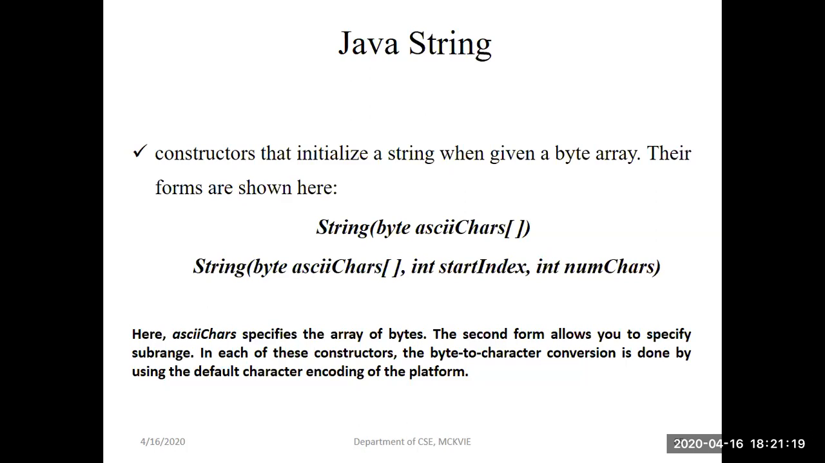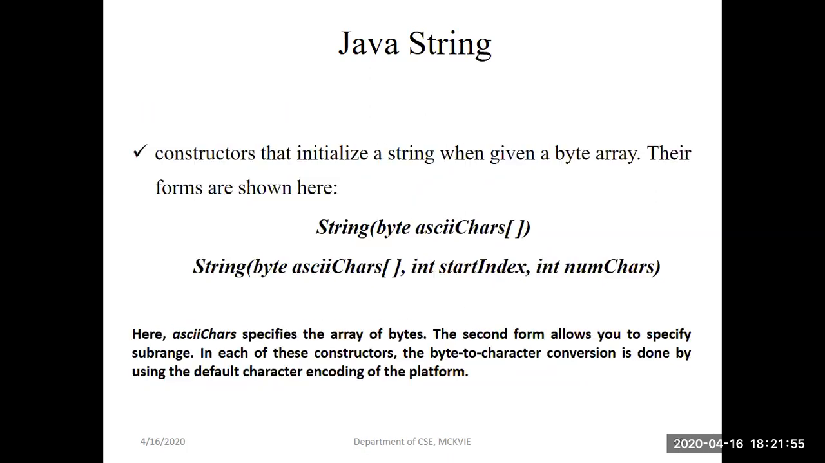Similarly, in the second case, again we use sub-ranges of the array, but instead of a character array, we are passing a byte array. The syntax is similar to the previous one, where I use the concept of sub-ranges of an array to create another string. So here asciiChars specifies an array of bytes. The second form allows you to specify a sub-range. In each of these constructors, byte-to-character conversion is done using the default character encoding of the platform.